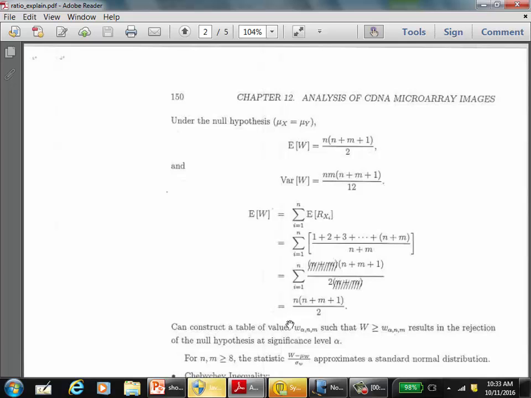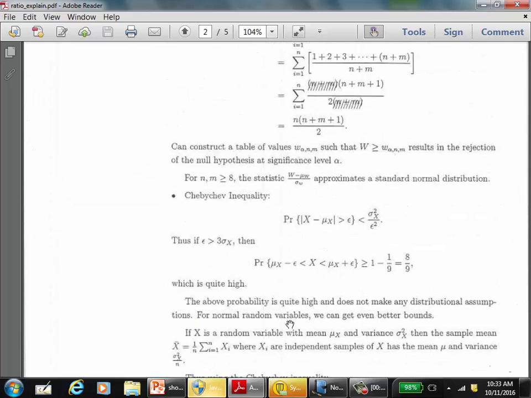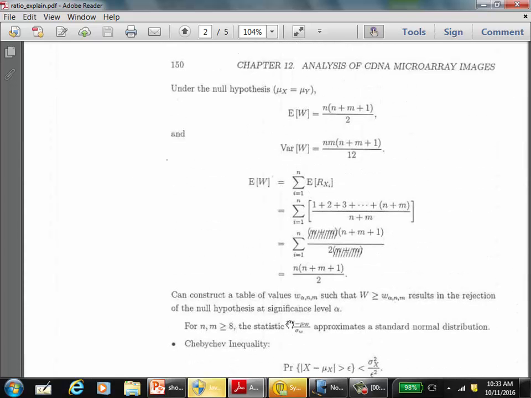How do you calculate? So W is the rank sum statistic. It basically is the sum of the ranks of the x's in that ordered sequence, arranged in ascending order of magnitude. So if you calculate the expected value of W, it will be the expected value of that summation. But you can always bring the expectation inside the summation sign, because expectation is a linear operation. So once you do that, this will become sigma i equal to 1 to n, expected value of R of xi.